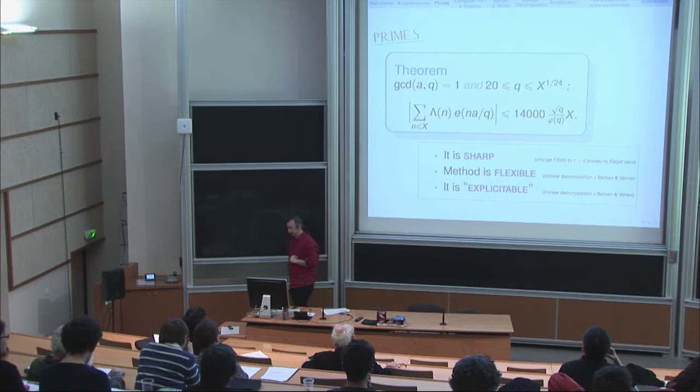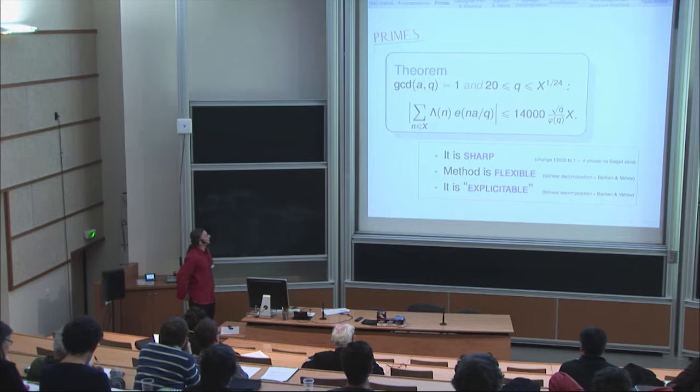So what are the features of that? Well, q can be up to a power of x. I didn't try to optimize the power of x. I just wanted to have a power of x. The method I'm going to present is fairly flexible.